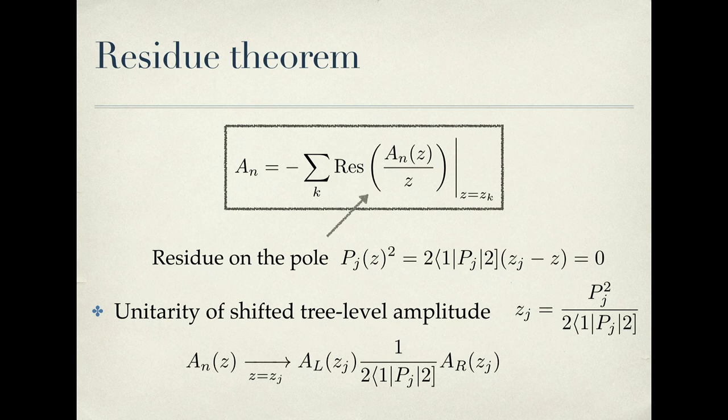Now, p_j squared equals zero, if we rewrote it, was given by this expression. So the z_j, the position of the pole of this function, is given by this formula. This is p_j squared, the sum of the momenta in p_j squared divided by this mixed bracket. So near that pole, z equals z_j, this thing behaves like that. There is a left amplitude shifted and evaluated at z_j, a right amplitude shifted and evaluated at z_j, and some remaining thing which comes from this 1 over p squared, which was there before. So this is the residue of this thing on that pole. And this was exactly what was needed here.